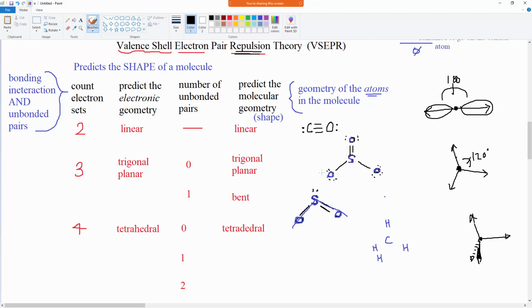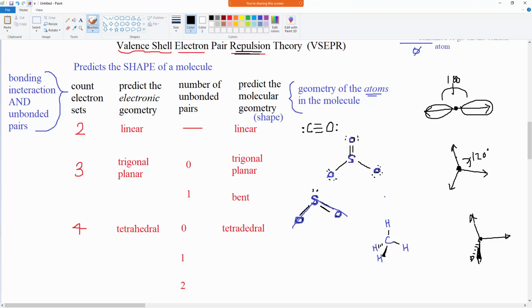So Nicole asks, on the test, will we have to memorize the electron set shape and what shape they will be, the unbonded pairs? Yes, on the test you have to have this whole, we might call it a chart or a table, you'll have to have this memorized. And it's up to you.